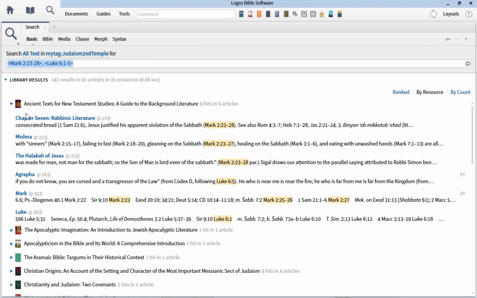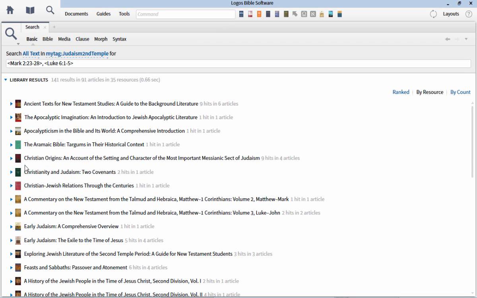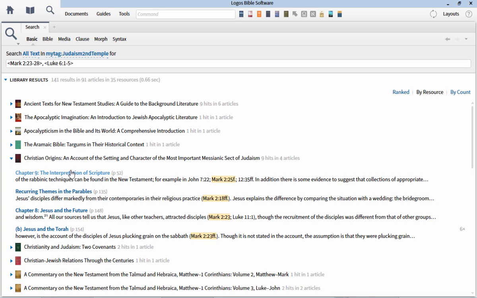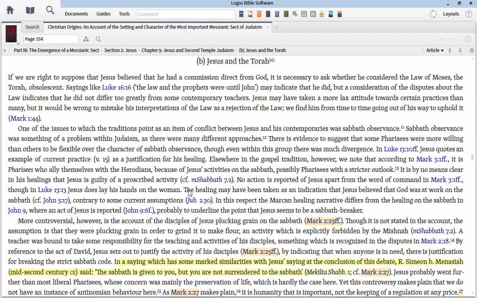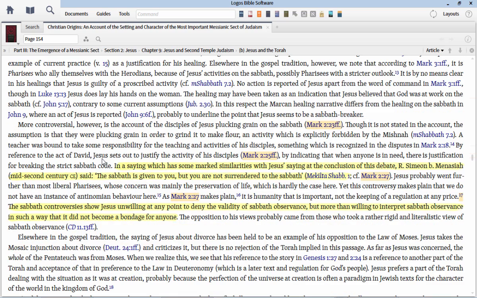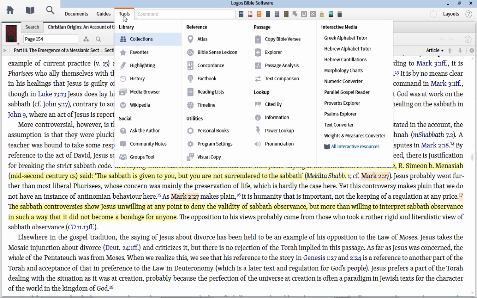Alright, let's look at some other books. Christian Origins by Rowland is an interesting book. Jesus and the Torah. Let's open that one. You see, I have done some underlining here. In the tools, you can choose some colors for underlining, and you can assign some shortcuts. So if I want to underline something now, let me open this.